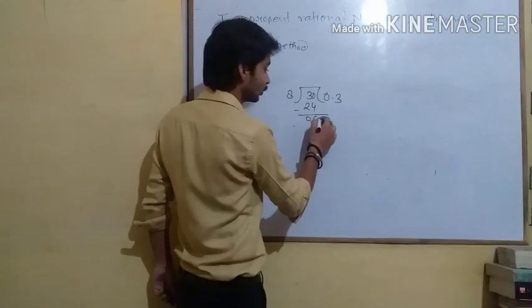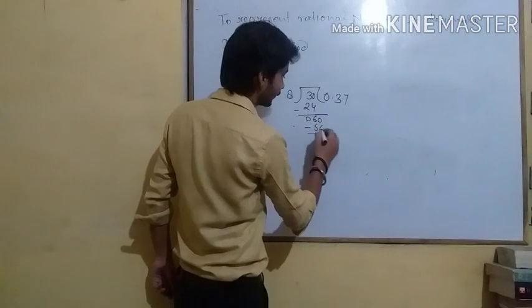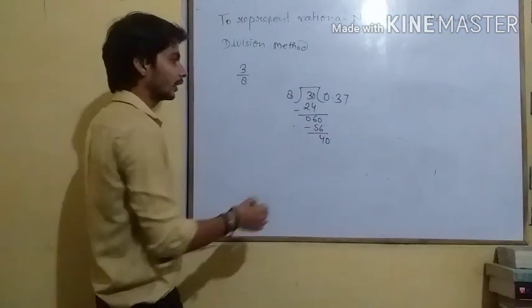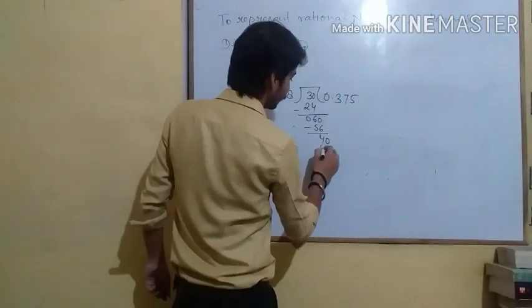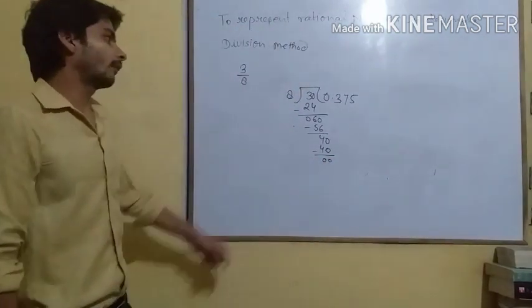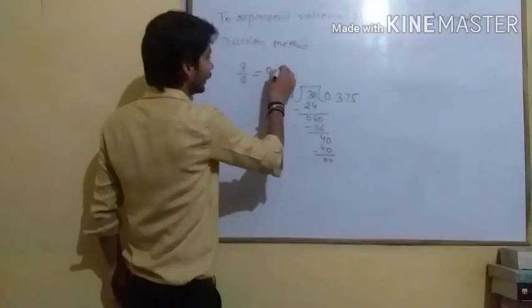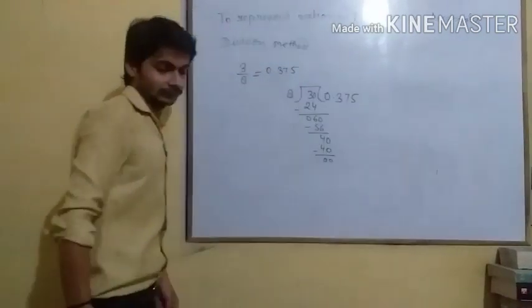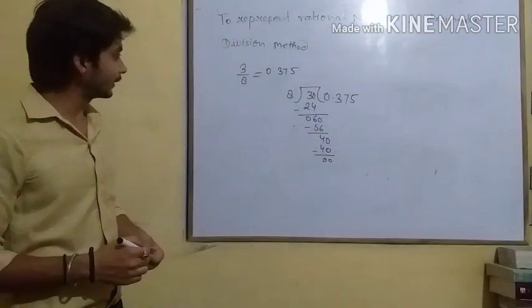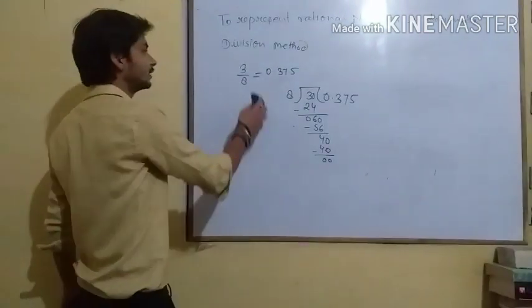Again put the 0 here and 8 7s are 56. After subtracting we will get the 4. Again put the 0 with the 4 and we get 40. Now 8 5s are 40. Now our 3 is totally divided by 8 and we get 0.375. So this is your method to divide the rational numbers and get them into the form of decimals.